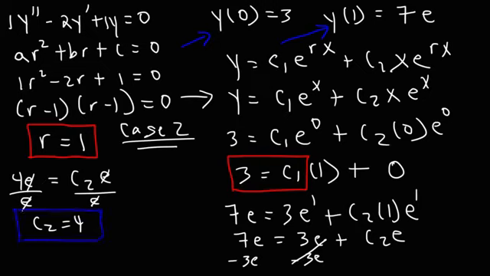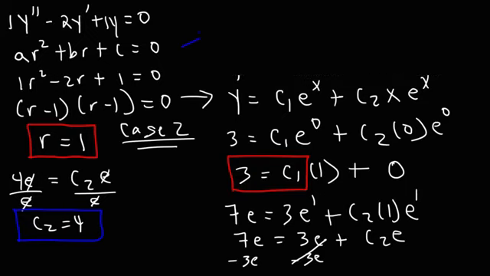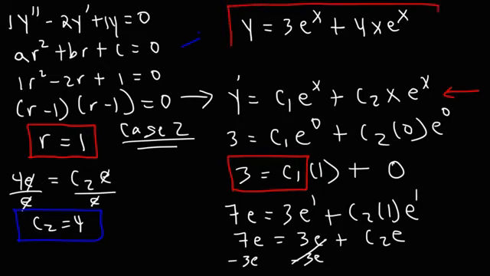So now we can write our final answer, which I'm going to put up there. So plugging everything into this formula, we have y is equal to c1, which is 3, e to the x, plus c2, which is 4, x e to the x. So this is the solution to the boundary value problem.